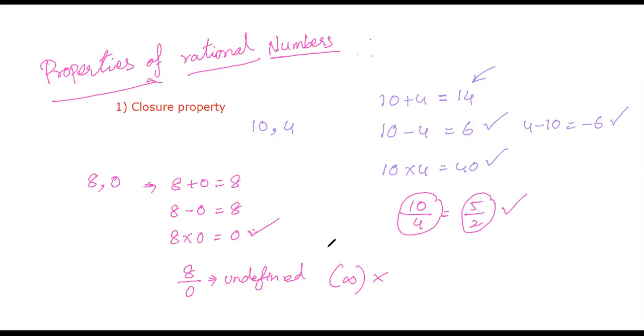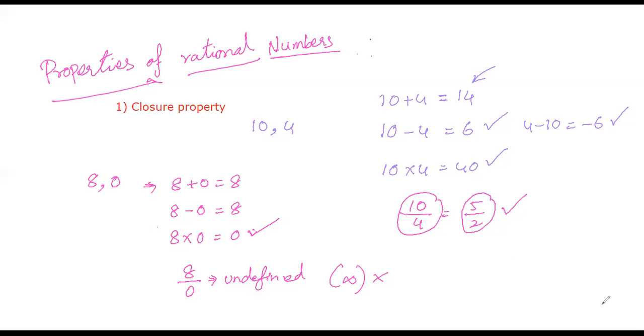So we have the closure property for addition, subtraction, and multiplication. In division, it won't work because we have a 0. If we take a 0, it won't work. So that's it for closure property.